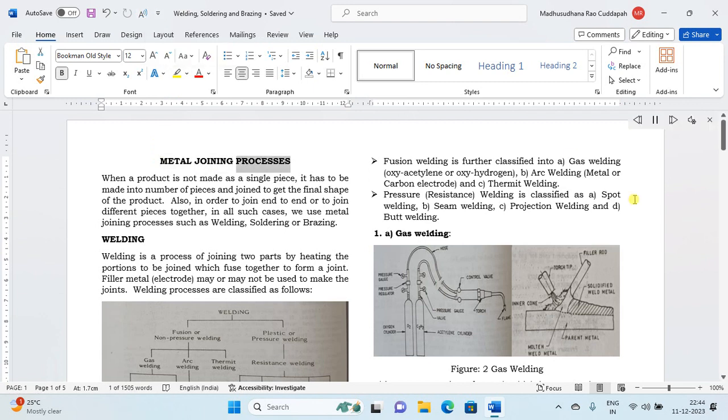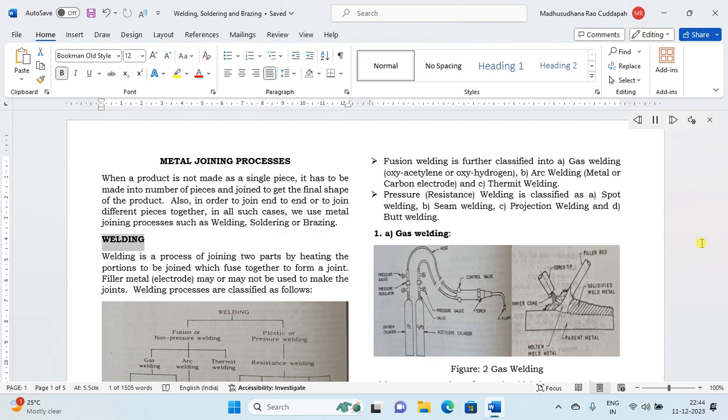Metal joining processes. When a product is not made as a single piece, it has to be made into a number of pieces and joined to get the final shape of the product. Also, in order to join end to end or to join different pieces together, in all such cases, we use metal joining processes such as welding, soldering or brazing.